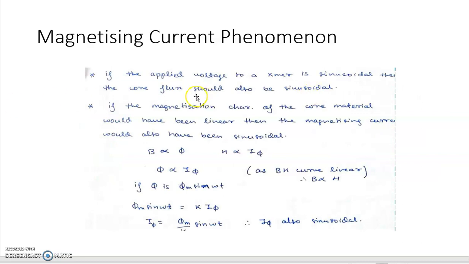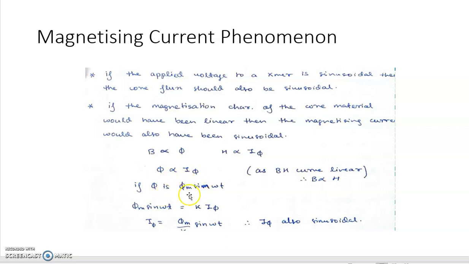Talking more about the magnetizing current phenomenon, if the applied voltage to the transformer is sinusoidal, then the core flux produced will also be sinusoidal. This we have discussed with the single phase transformer also. If the magnetizing characteristic of the core material were linear, then the magnetizing current would also be sinusoidal. As in this case, B will be exactly proportional to H, and hence the B-H curve will be linear, and the flux will be proportional to the current produced.